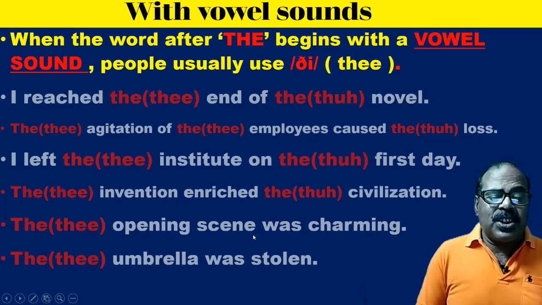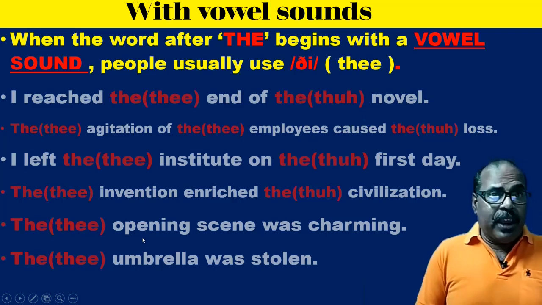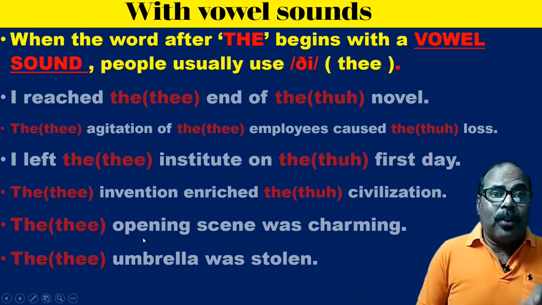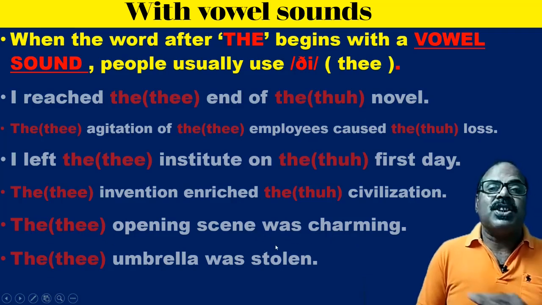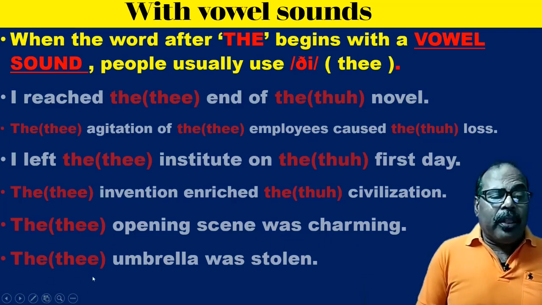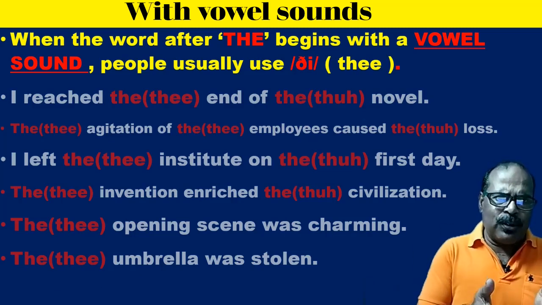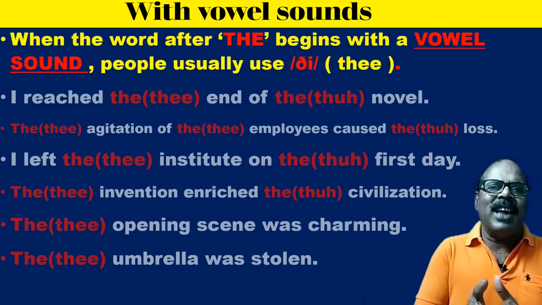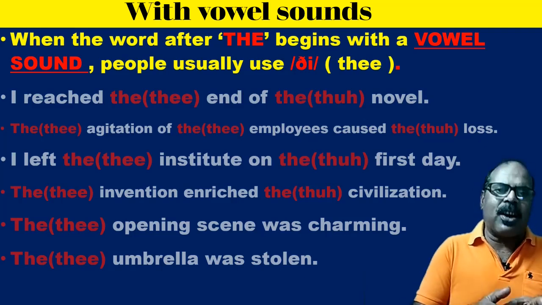The opening scene was charming. The opening scene was charming. But if I say I saw the one-eyed deer, the one-eyed deer, the opening scene was charming. Now, the umbrella was stolen. The umbrella was stolen. So, if there is a vowel sound and if before that "the" is used, we should pronounce it as "thee". If there is a consonant sound, we should pronounce it as "the".